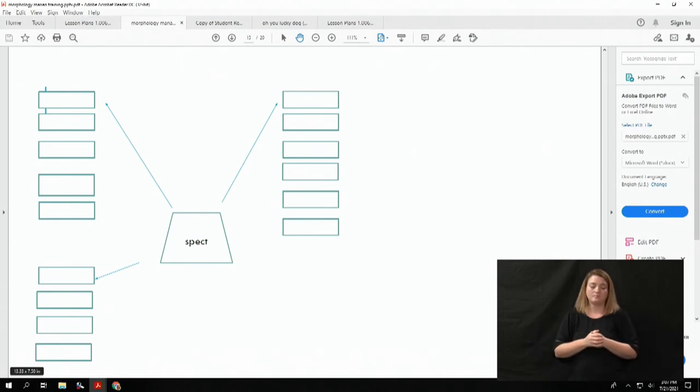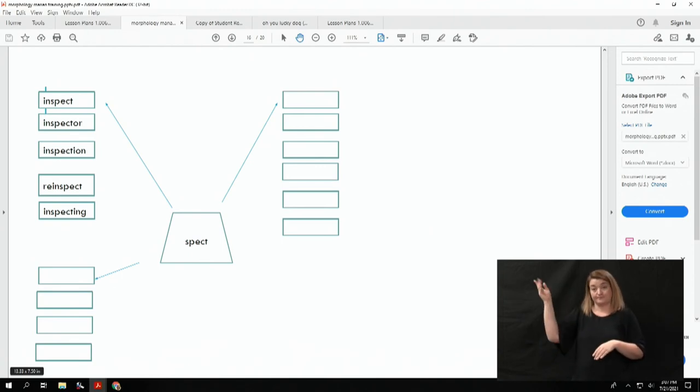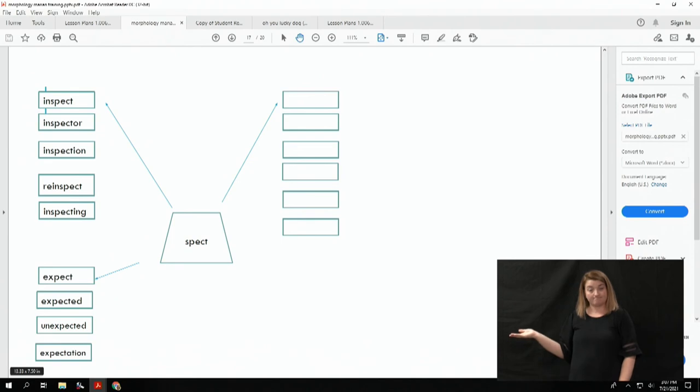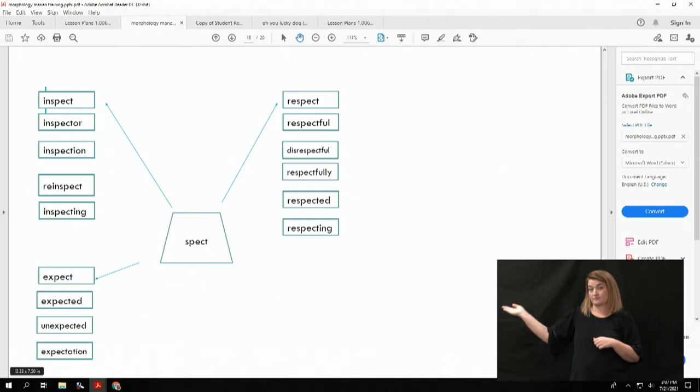What I would do with the kids, I'm just going to go quickly over this, is present them with a Latin base or root, spect, which means to see. And then I'd have them brainstorm, and I'm just going to show you some words that they would come up with. Inspect, inspector, inspection, re-inspect, and inspecting. And then we're going to do the EX: expect, expected, unexpected, expectation. And then they're going to do RE: respect, respectful, disrespectful, respectfully, respected, respecting.